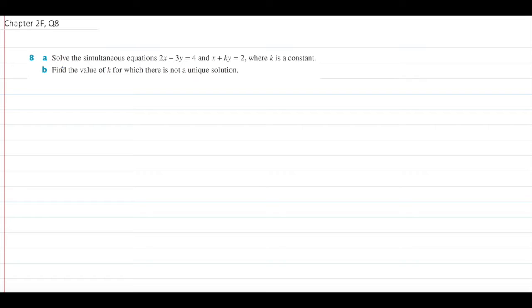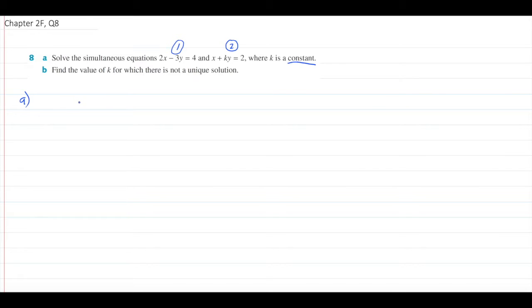Right, question 8, let's have a read. Part A says solve these simultaneous equations. 2x minus 3y equals 4. That is equation number 1. And then you've got equation number 2, which is x plus ky equals 2. So that's equation number 2, where k is a constant, meaning k is just a number. So let's get into A.